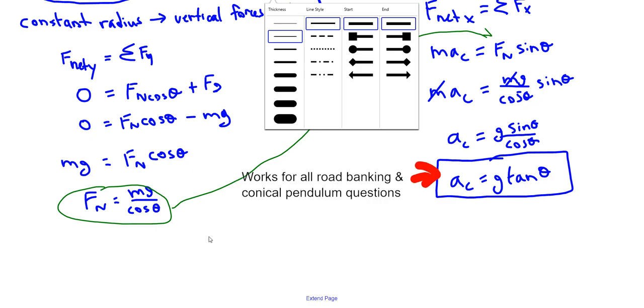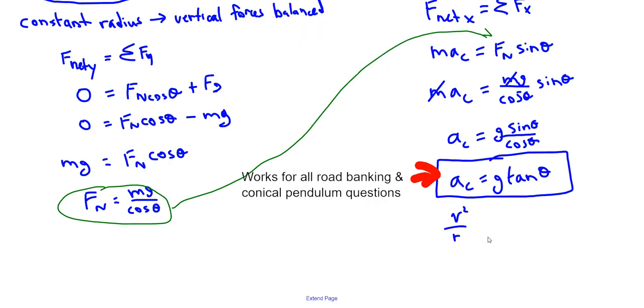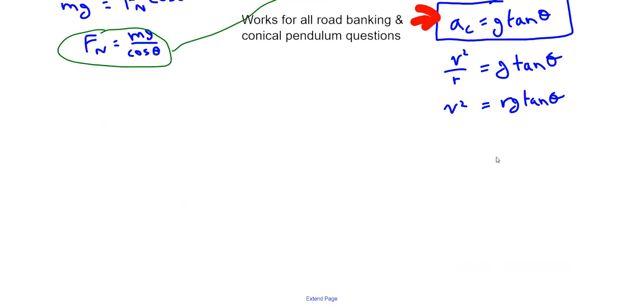Okay, so let's go back to our question and see where we're at now that we have this new formula for centripetal acceleration in a road banking question. What is centripetal acceleration again? We can write it as the speed squared over r. So I'm just continuing from where I left off, but I stopped there for a second to remind myself of that important formula. It equals g tan theta. Let's take our r and multiply that up over. So we'll say v squared equals r g tan theta. And then let's take the square root of both sides. So we end up with v equals the square root of r g tan theta.